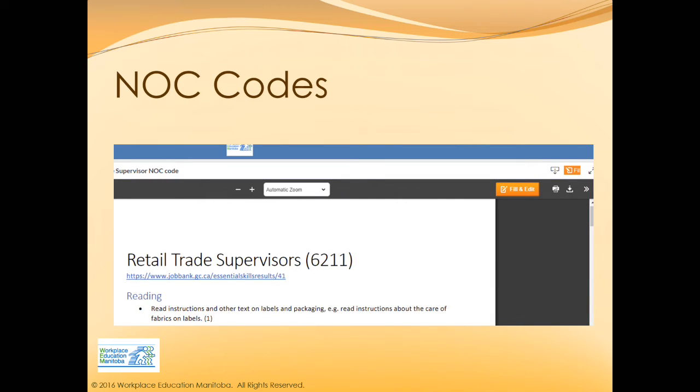So in the next section, you're going to see a sample of an essential skills profile. So consultants went across Canada interviewing people in various companies and occupations to find out what are the essential skills that they need to do successfully to do well in their jobs. And so here is a sample of the research that they came up with. This is the essential skills profile for a retail trade supervisor.